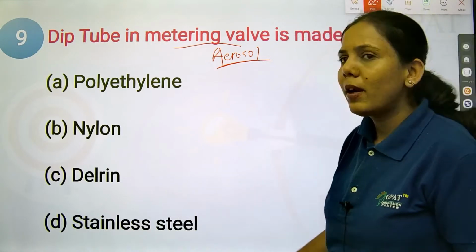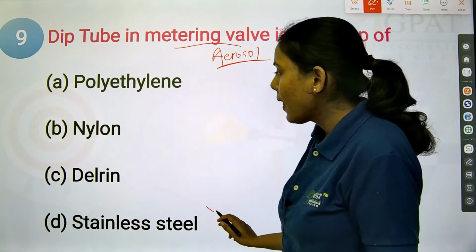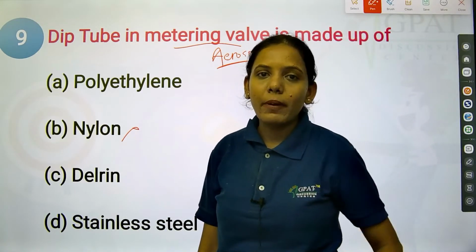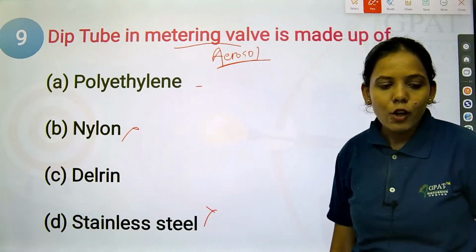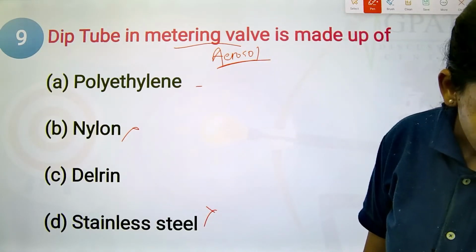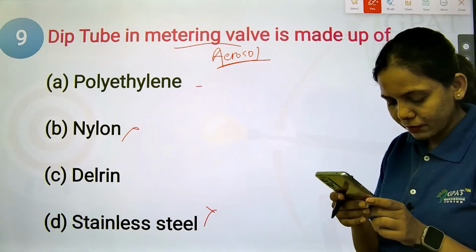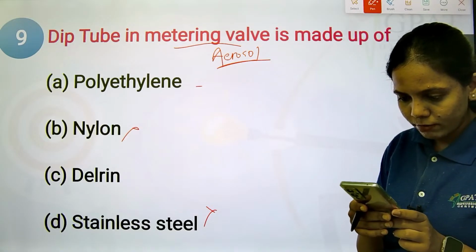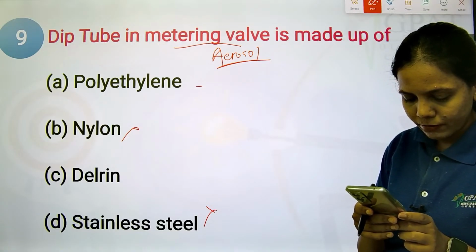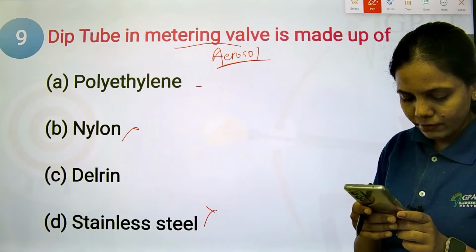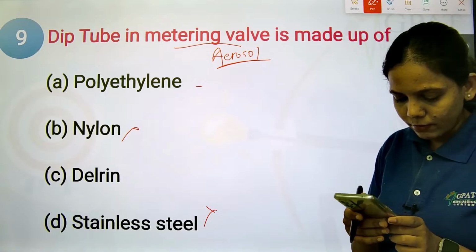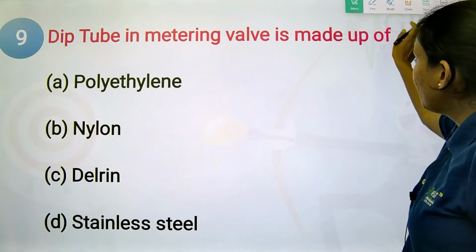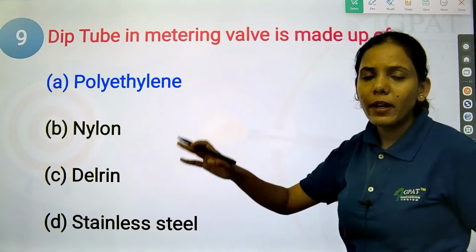Do you think it will be made up of stainless steel? Have you seen any time? Have you seen it is made up of nylon? Or by looking you can see it is made up of a plastic material, right? So what is the option? Okay, so option A, polyethylene is the right answer because that is made up of.